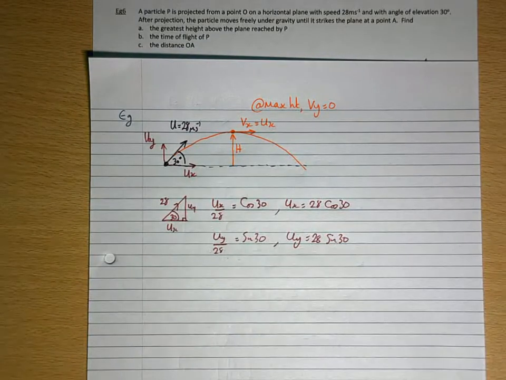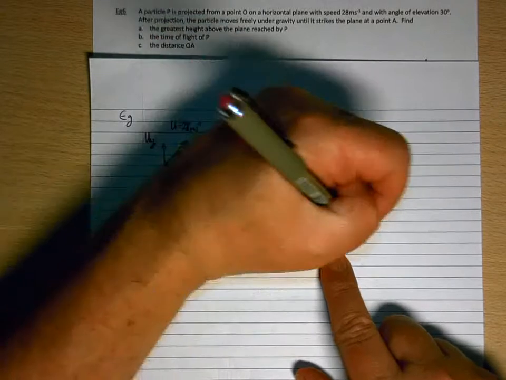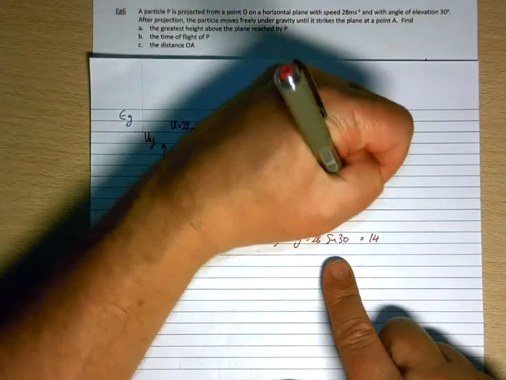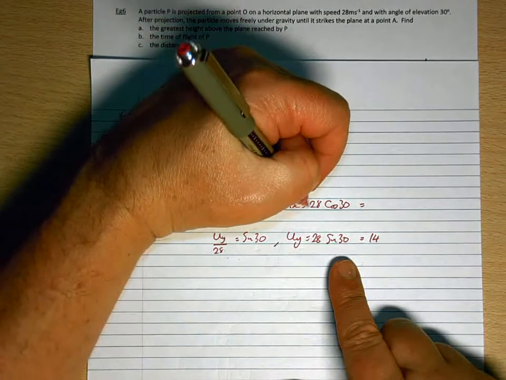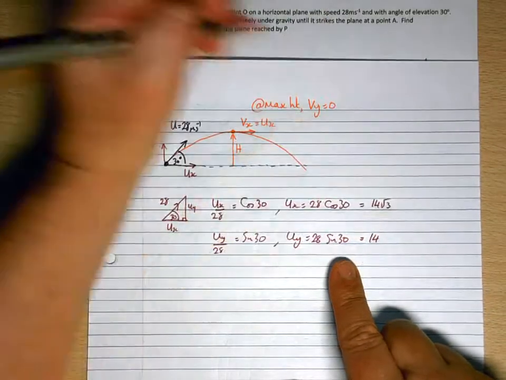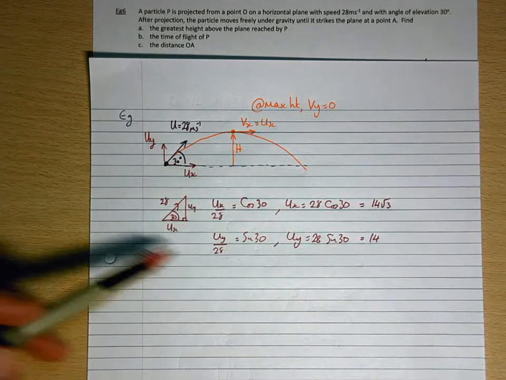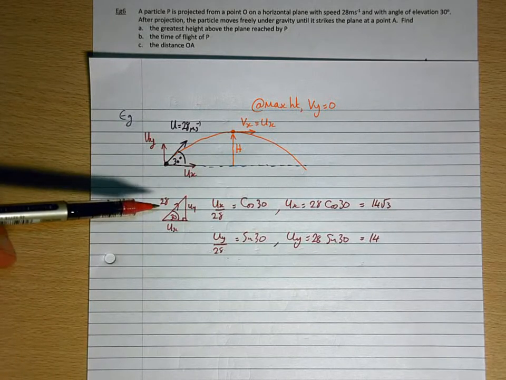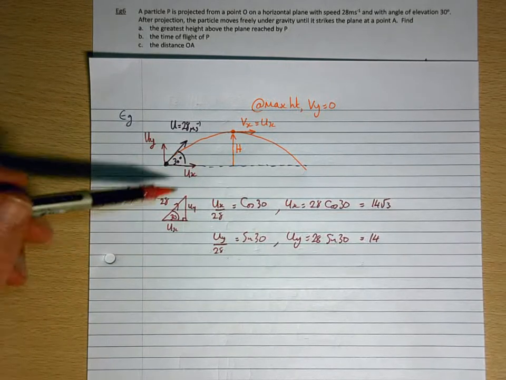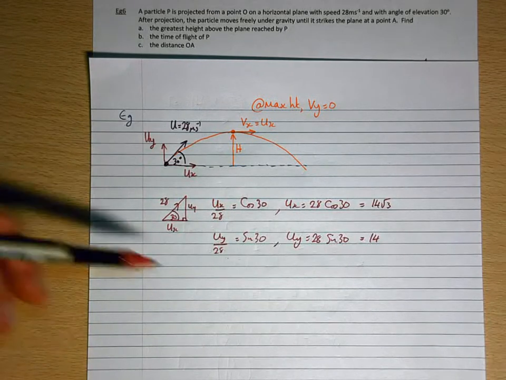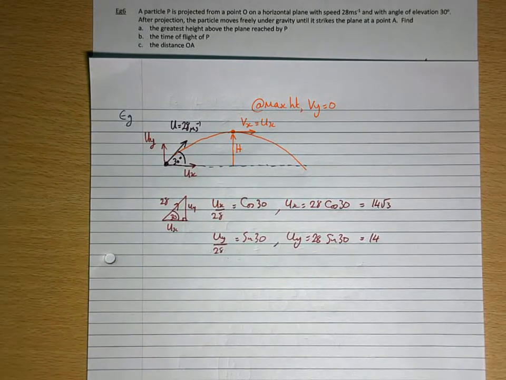Now in your pure maths you will have, I'm sure, recognized the exact values of cos and sine 30. Sine 30 is a half, so uy is going to be 14, and cos 30 is root 3 over 2, so ux is going to be 14 root 3. When you are answering these questions, you don't have to lay that out. You can just write those straight down. It's a given that you will know how to get the vertical and horizontal components, in the same way that when you're breaking down forces in AS into components of force, it's the same principle being applied.